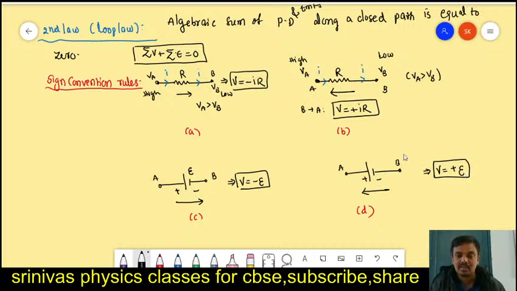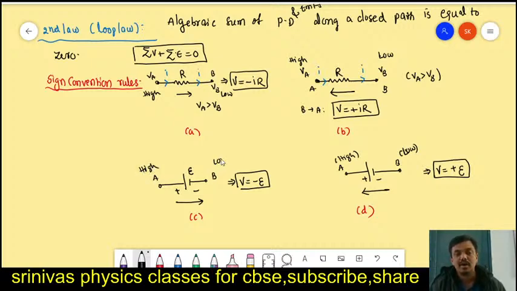Negative to positive means this negative side is the low potential and this positive side is the high potential. Now, going from low to high, what will the difference be? Difference is nothing but final minus initial. High minus low is positive. Here we are going from positive to negative, that means high to low.